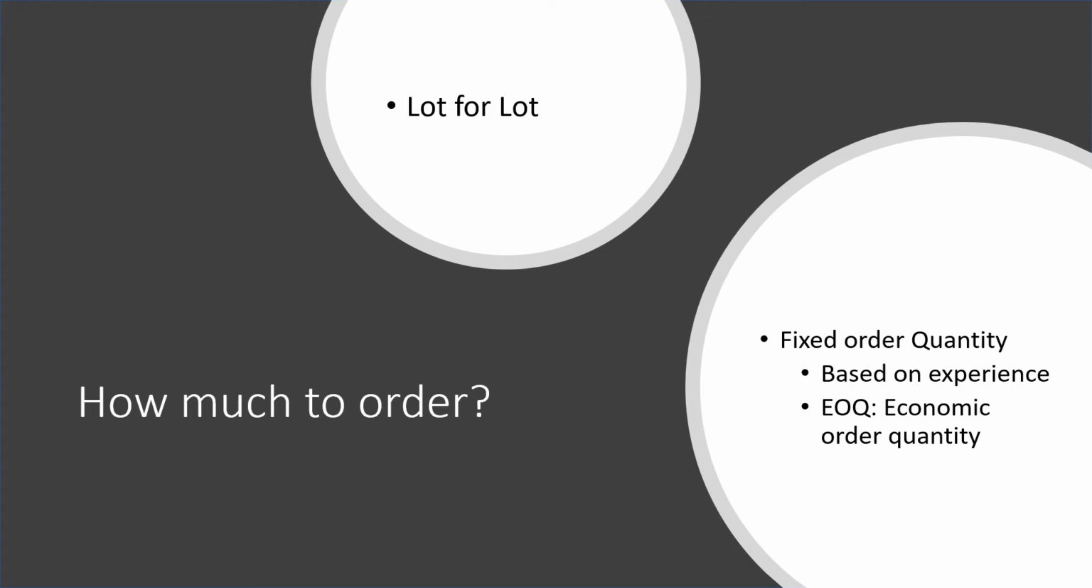Now let's talk more about the fixed order quantity. There are two ways in which even fixed orders can be placed. One is based on experience and the other one is EOQ, that is economic order quantity. What I mean by based on experience is, let's say you are a shopkeeper selling grains and you sell about 100 kg of wheat every month. And from your experience, you know that every month the number is somewhat the same, like sometimes 95, 100, 105. So the demand is pretty much stable, and you know that it is going to be somewhere around 100.